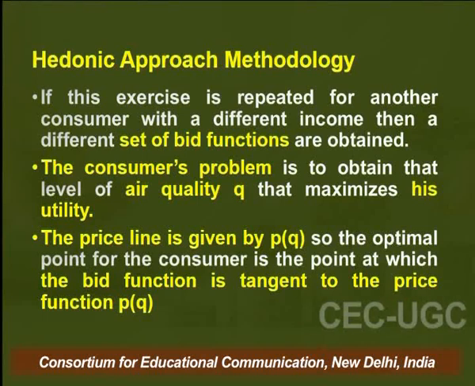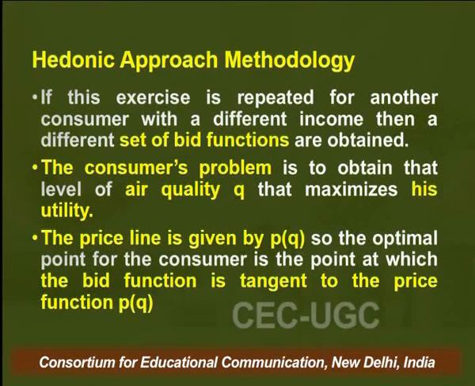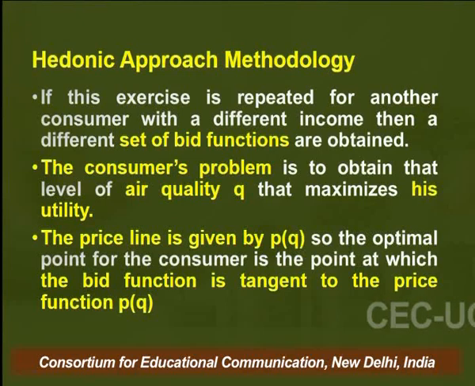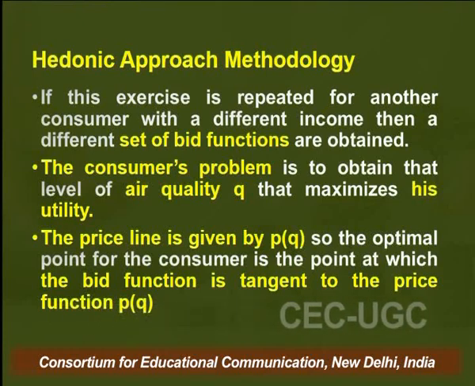The consumer's problem is to obtain the level of air quality Q that maximizes the utility. Thus, we will obtain a price line given by PQ, so that the optimal point of the consumer is the point at which the bid function is tangent to the price function PQ. So this is how we find the equilibrium from the consumer's point of view.